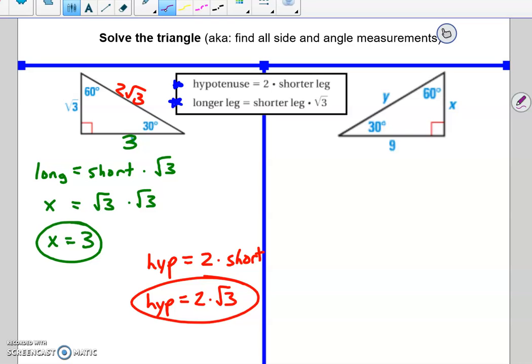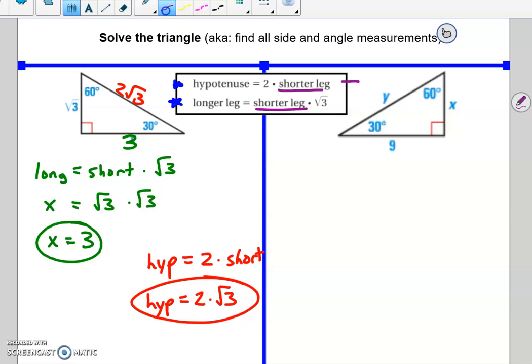In this case, we're trying to find x and y. Let's start by finding x. X is the short leg of this 30, 60, 90 degree triangle. I see that here and I see that here. Okay, so that maybe is a little confusing. Which one of these equations do I use?